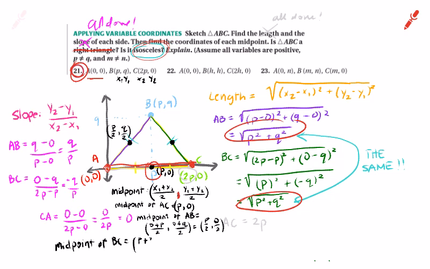It's P plus 2P divided by 2, and Q plus 0 divided by 2 equals 3P divided by 2, comma, Q divided by 2. And it makes sense that it's Q divided by 2 because it's a straight line right here. So it's on the same Y coordinate as the midpoint of AB.